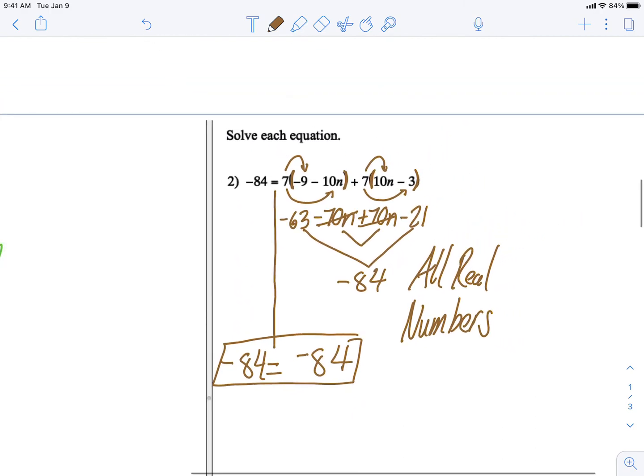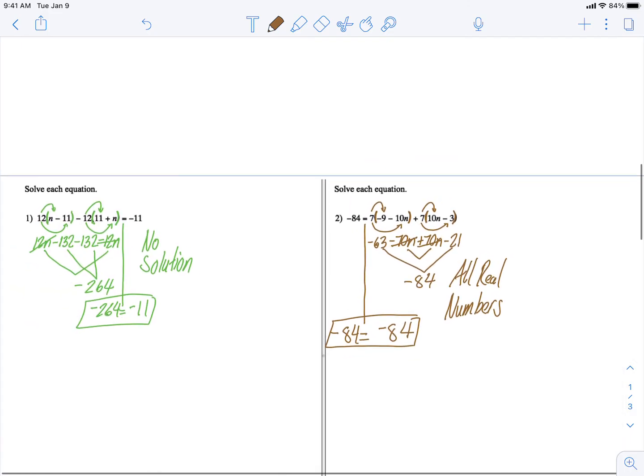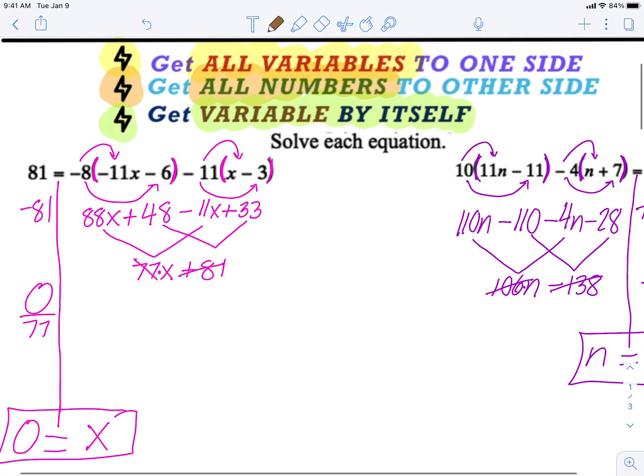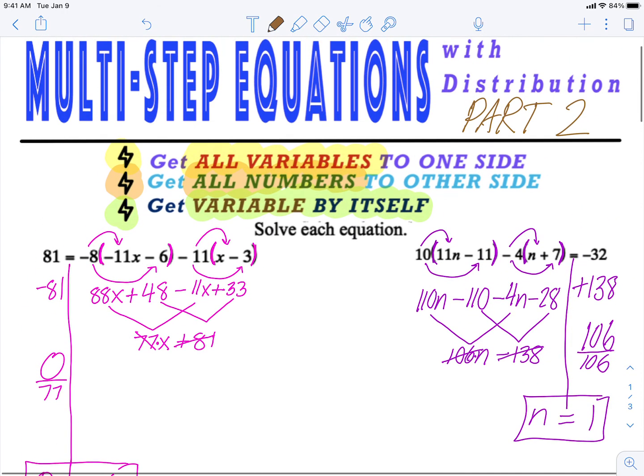And there you go. Those are a couple of examples from multi-step equations with distribution part 2.